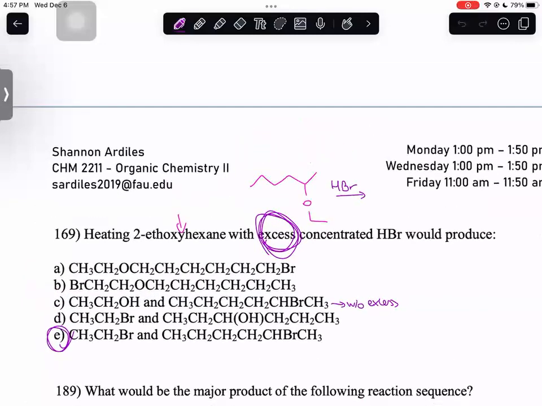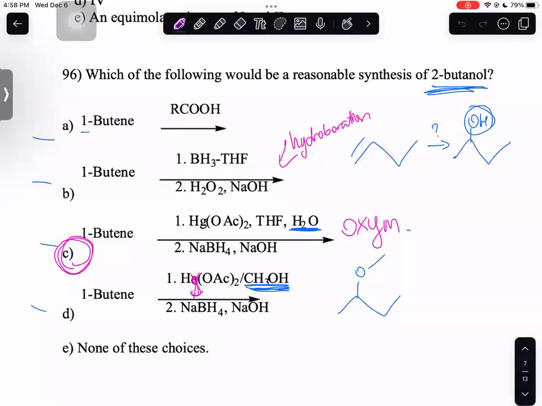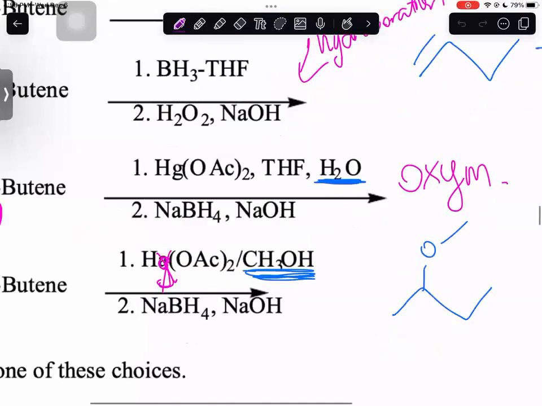Is it here? Did we just go through it? I think there was a reaction, it was this one. That was basically oxidation. So yeah, C and D are both oxymercuration-demercuration, but the difference was the solvent. Yeah, the water. Okay, got it.